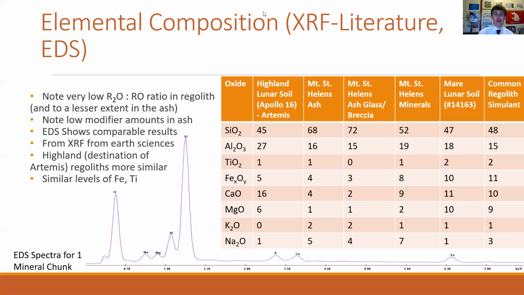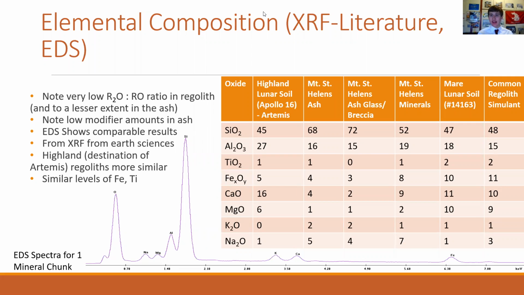The Mount St. Helens ash and the lunar soil, particularly the highlands, because that's where the Artemis missions are going, are fairly similar, but not exactly the same. Particularly, they both are fairly high in levels of iron and titanium, which importantly affect properties. In addition, they have similar ratios of calcium and magnesium to sodium and potassium, which are important when thinking about the properties of minerals and glass. That said, the highland soil is a bit more extreme on those levels, but again, they're more similar.